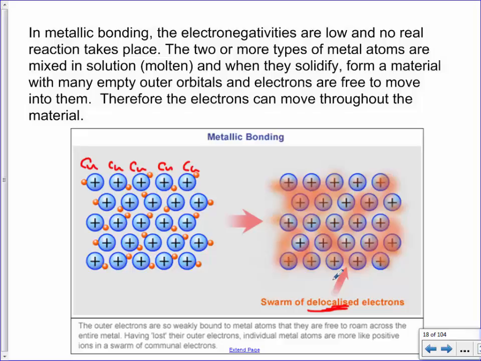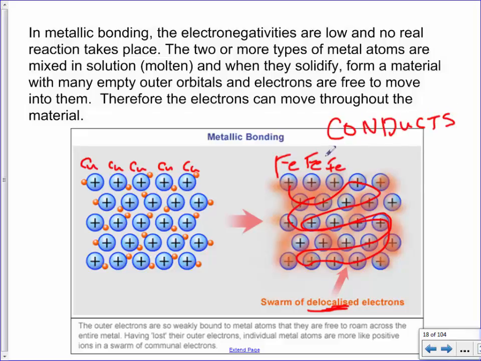That makes sense? And that fits together here. The idea that in metallic bonding, it's all just the same thing, like magnesium, magnesium. Actually, maybe that's a poor choice. Let's do iron. All these iron stick together because these electrons, they basically go wherever they want. And because of that, it conducts.